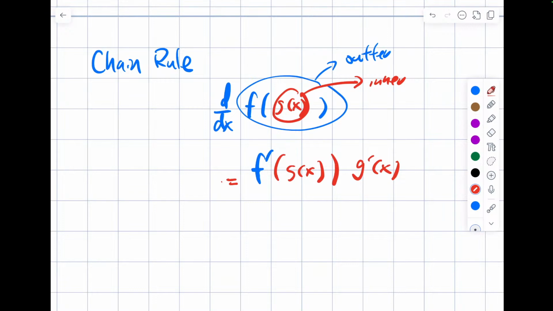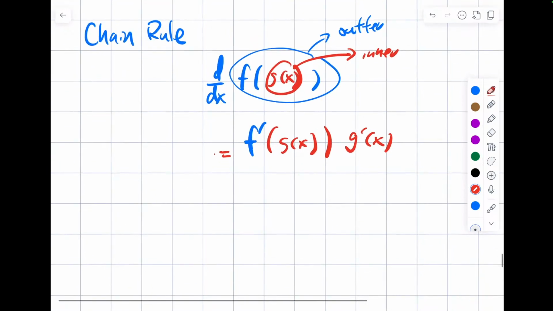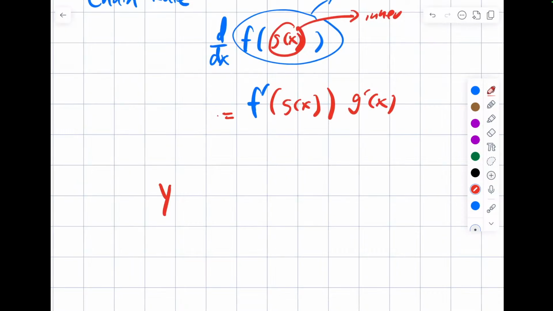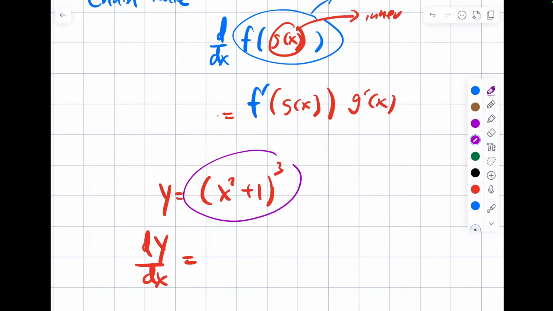Chain rule. So, f prime of g of x times g prime of x. Now, to take a derivative of this function is super easy. Imagine before you have x squared plus 1 to the third power, and I say I want to take a derivative with respect to x. The way to think about it, there are two layers. This is the first layer, and this is the second layer.